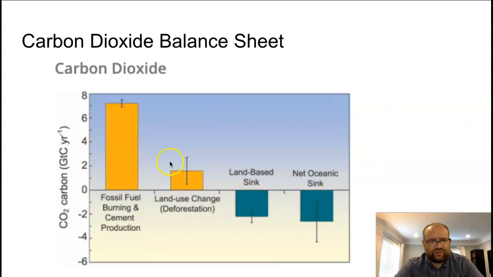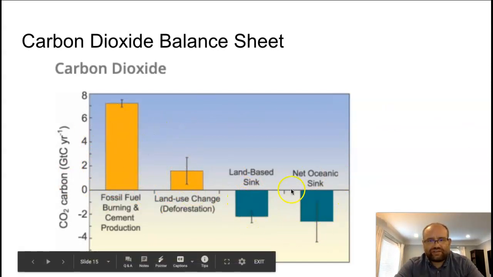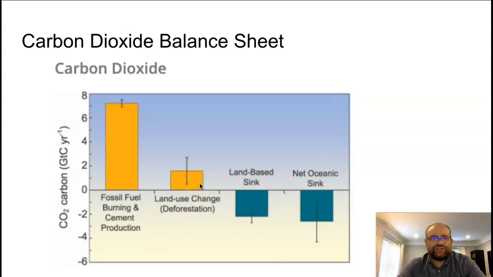Here we see a general balance sheet. We have fossil fuels and land use changes. When the sources are larger than the sinks, we're going to have an increase in carbon dioxide concentration in the atmosphere.